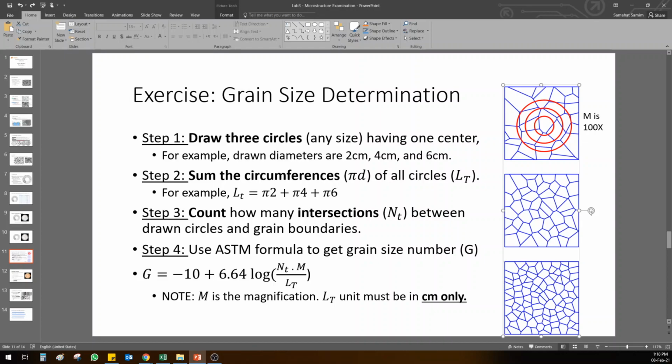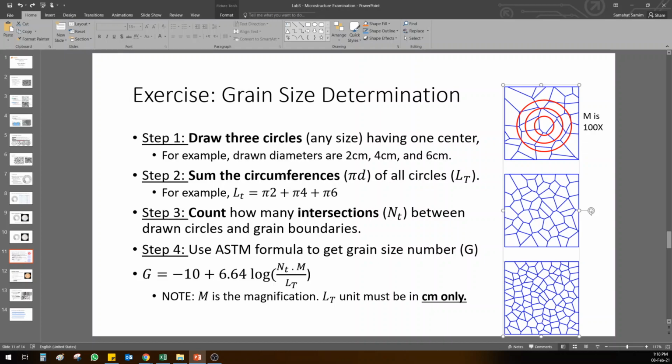I have one circle, it's the smaller one, then I have the second one here, and then the third one here. What is the difference between them? They have the same center point, but the diameter is increasing from 2 centimeter to 4 centimeter to 6 centimeter. You just draw at any location in your microstructure, just draw 3 circles.